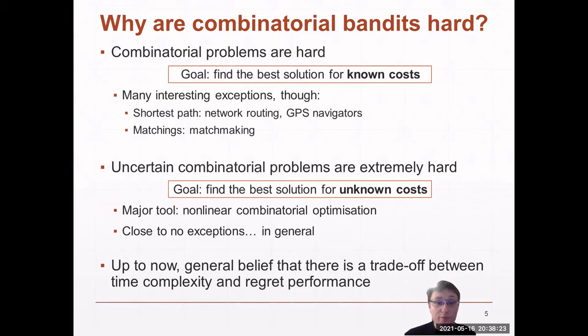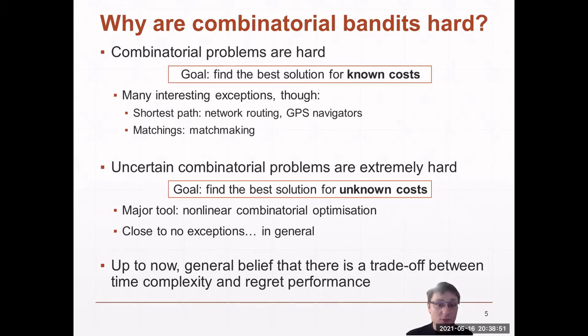On the other hand, with Bandits, you're going into the uncertain world. And in this case, you've got to find the best solution for unknown costs. And not just unknown costs, but you have to learn these costs. And for this, a major tool is nonlinear combinatorial optimization. And in this case, you have very, very few exceptions where you can find a good solution in polynomial time.